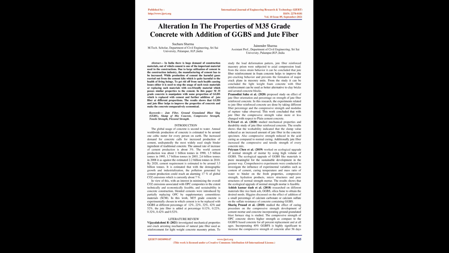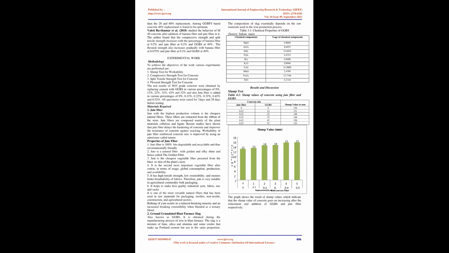In view of this, with an interest in minimizing the overall CO2 emissions associated with OPC composites to the extent technically and economically feasible, and in sustainability in concrete construction, blended cements were introduced by partially replacing OPC with supplementary cementitious materials, SCM. In this work, M35 grade concrete is experimentally chosen in which cement is replaced with GGBS at different percentages of 12%, 22%, 32%, 42%, and 52%. The jute fiber is added at percentages of 0.12%, 0.22%, 0.32%, 0.42%, and 0.52%.